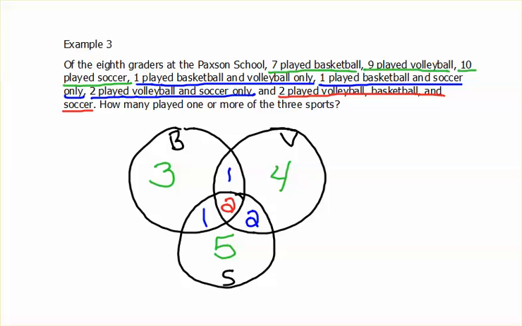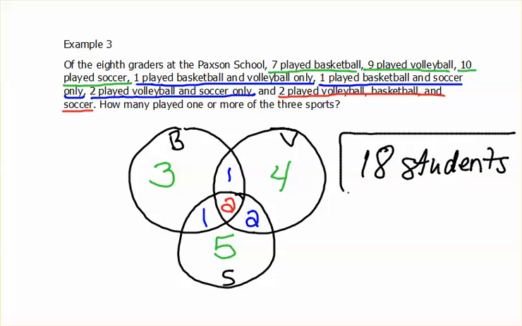So now our question here is actually how many played one or more of the 3 sports. So 1 or more would be counting up each one of these. So if we count up each one of these numbers, that would give us 18 students that played 1 or 2 or 3 sports at Paxson Schools.